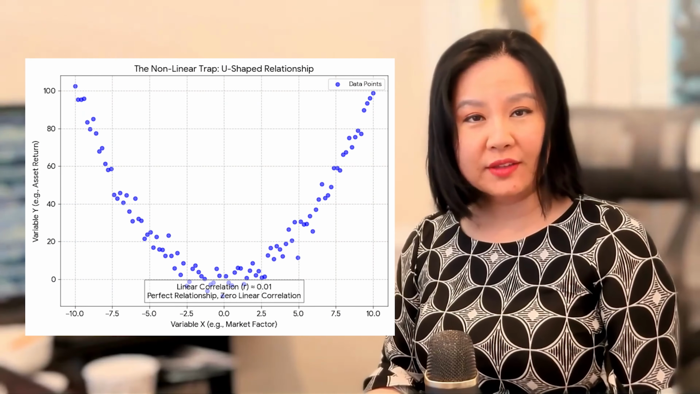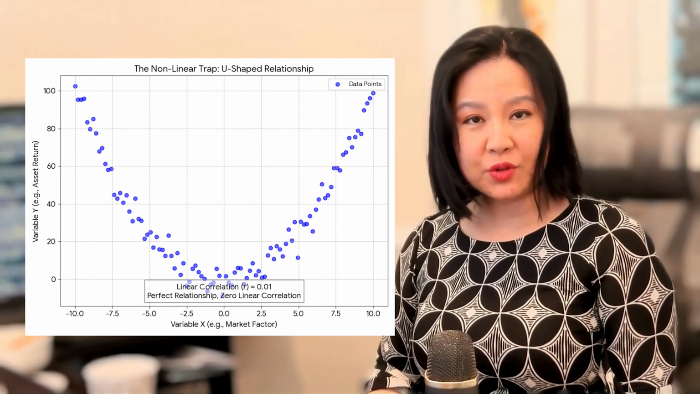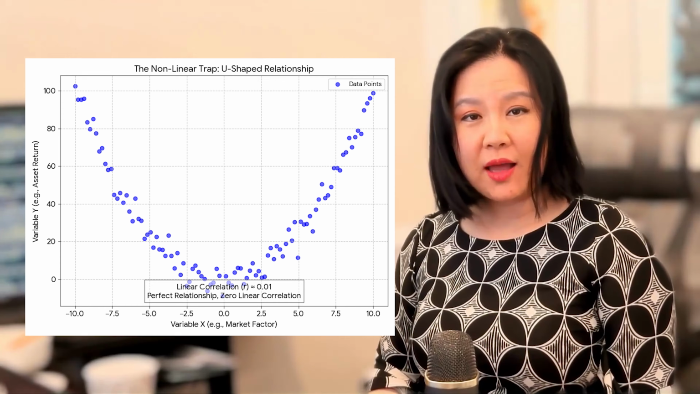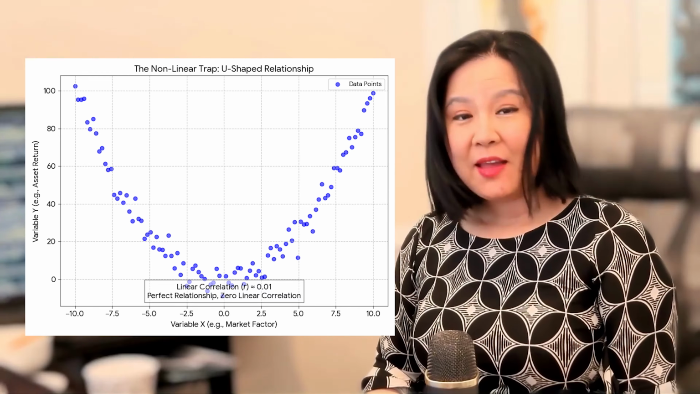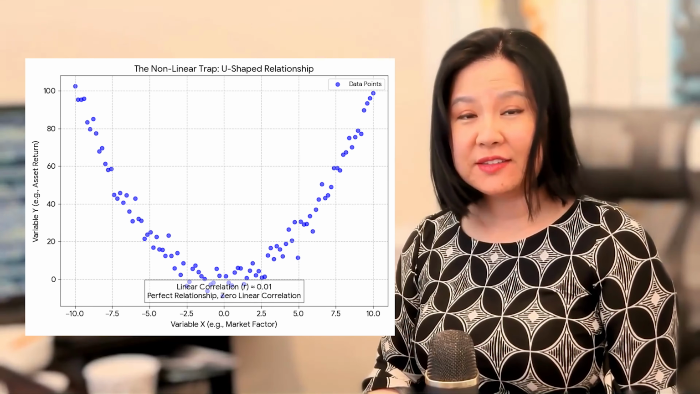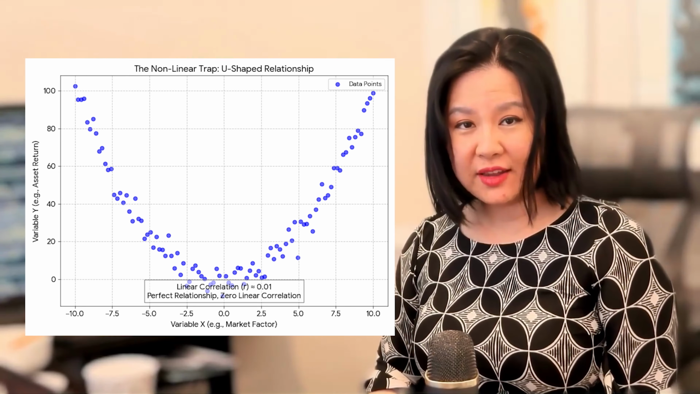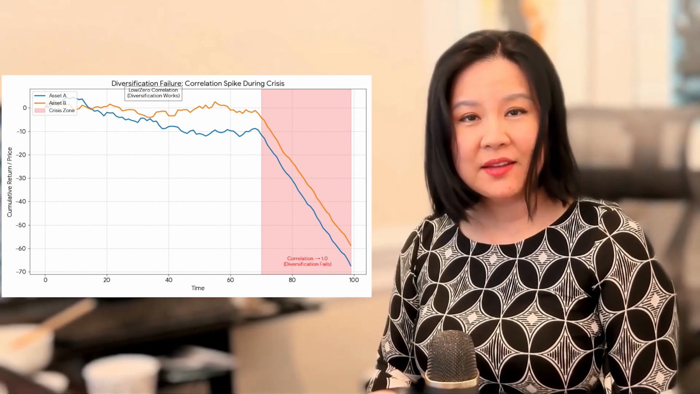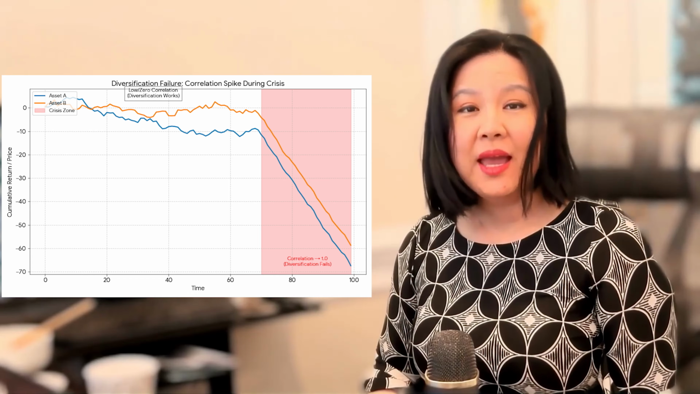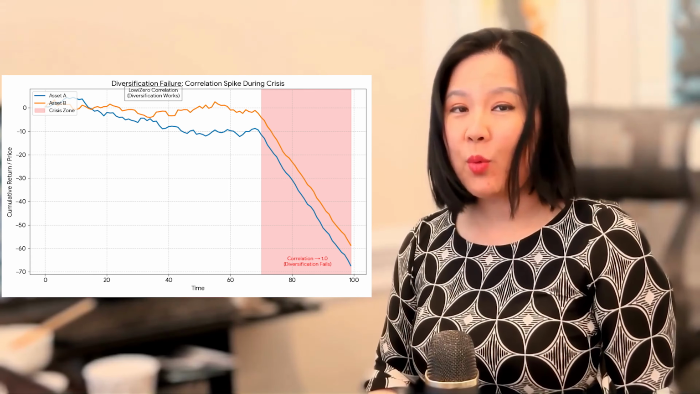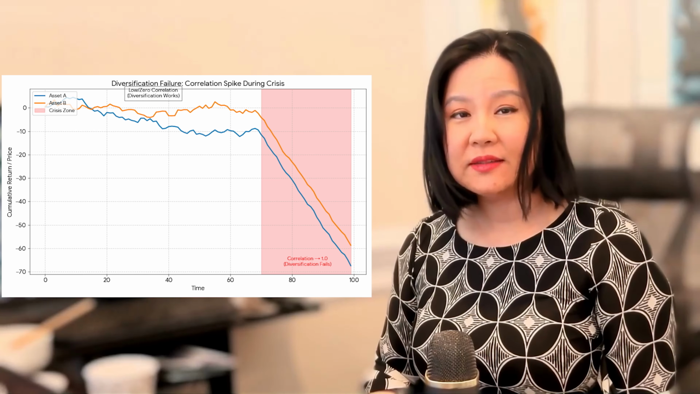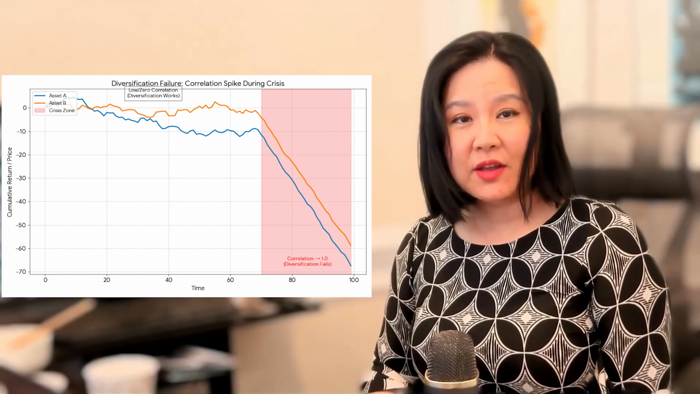Imagine a graph where the data points form a perfect U shape. If you try to draw a single straight line through that U, the line will be flat. The math will tell you the correlation is 0. But anyone looking at the graph can see the variables are 100% related. This is a nonlinear relationship. In a crisis, correlations that were 0 often spike to 1.0. If your model didn't see the nonlinear link, your diversification vanishes exactly when you need it most.